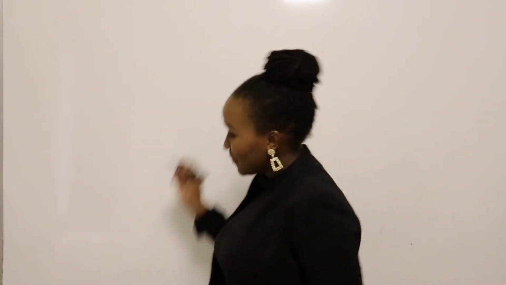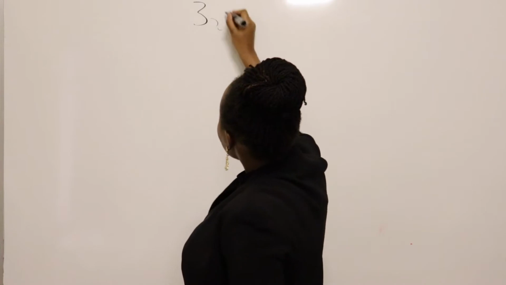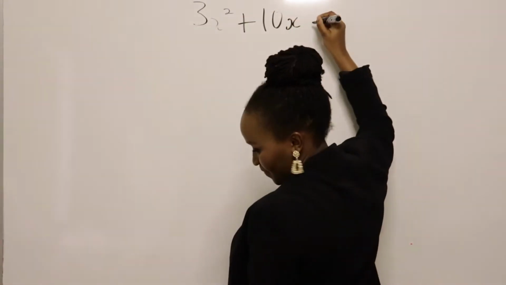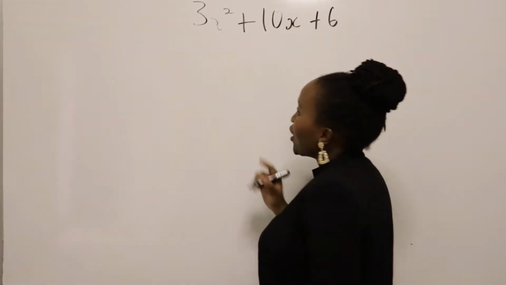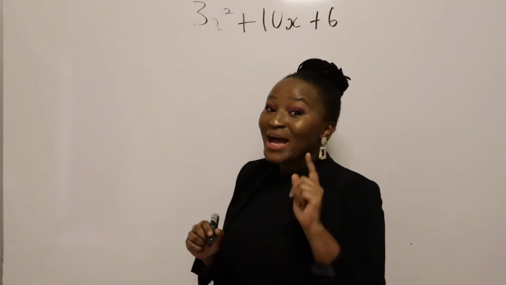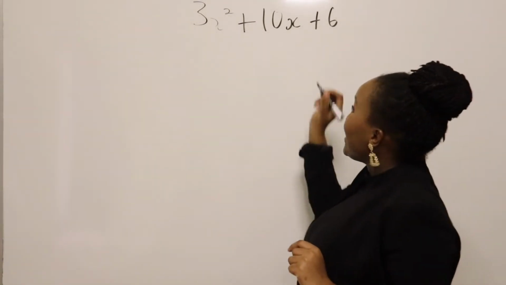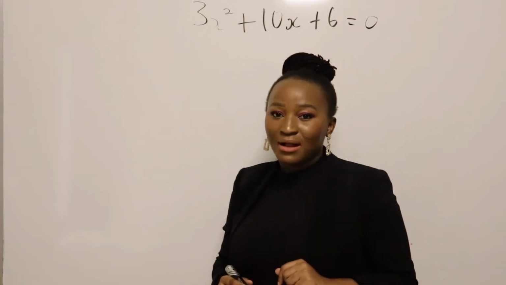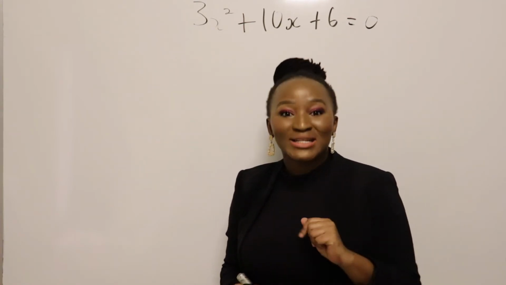In today's video, we will be doing the grade 12 question paper for NCS 2017, question 1. The first question that we will look at is 3x squared plus 10x plus 6. When you are given this question, you will be asked to solve for x and leave your answer in decimal. When they say leave your answer in decimal, what should come to your mind is the quadratic formula.